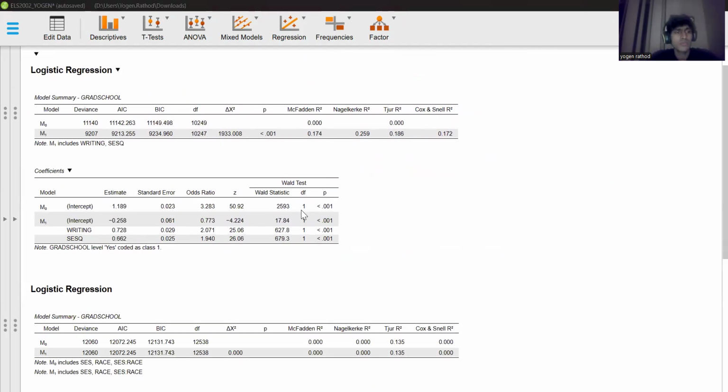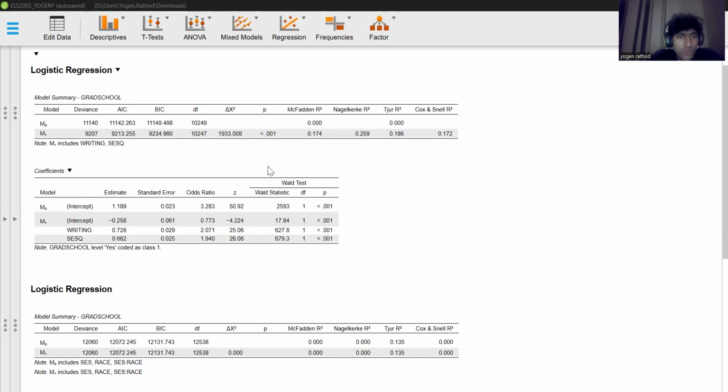So in question number one, our goal is to see if the writing score and the socio-economic quartiles predict the likelihood of attending graduate school. So the model was statistically significant. We got 10247 and 10247, and we got the p-value to be less than 0.001. It explained approximately 25.9% of the variance in grad school attendance.